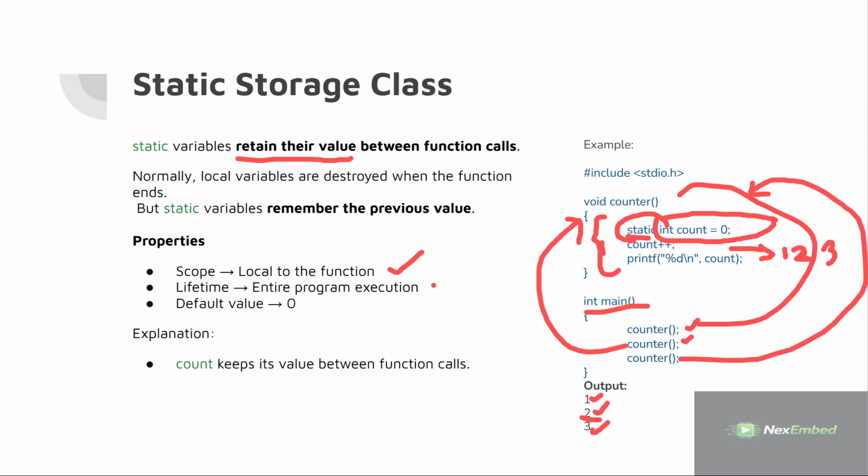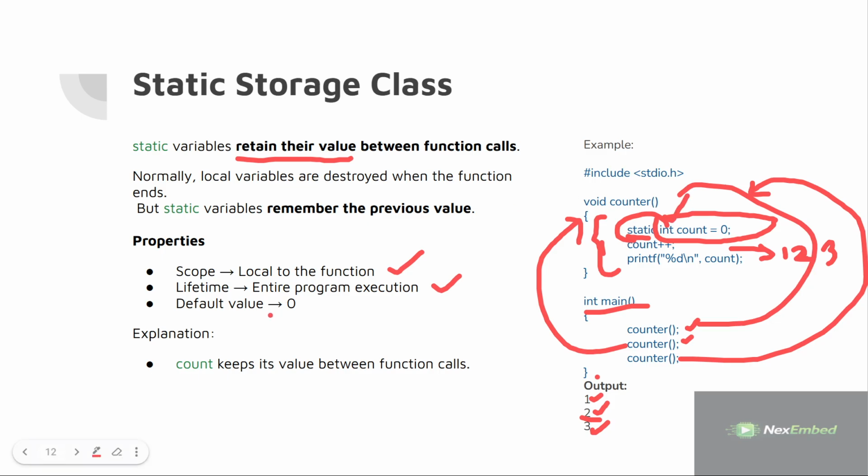And how about the lifetime? It is something different from auto and register. Auto and register will destroy the memory once it comes out of that particular function. But in static, the lifetime of this particular variable will be alive till the complete program execution. Like till my main function gets executed, my variable value will be stored in the memory.